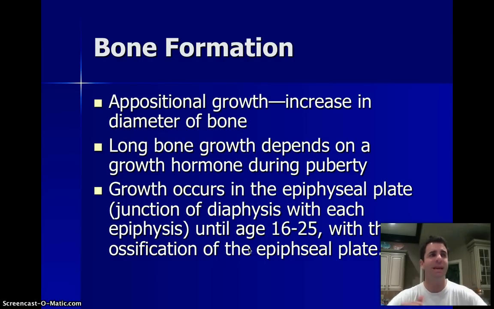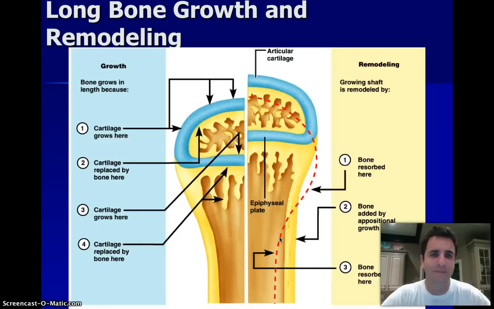The growth occurs at the epiphyseal plate. The point at which the diaphysis and the epiphysis meet is where the growth occurs. We'll talk later about what can happen if a break occurs there as well. This can happen anywhere from age 16 to 25. Going up to 25 is pretty rare, pretty unusual for the epiphyseal plate to ossify then and to continue growing until 25. But it does happen.